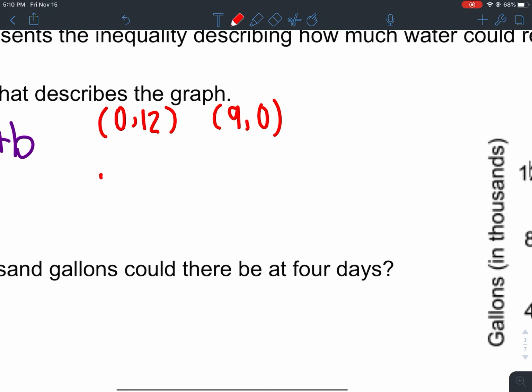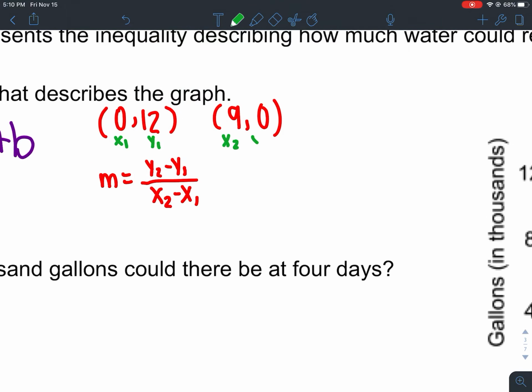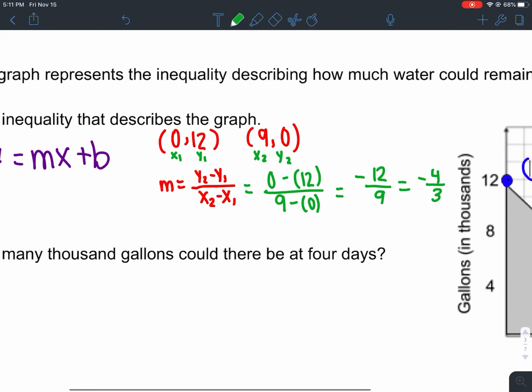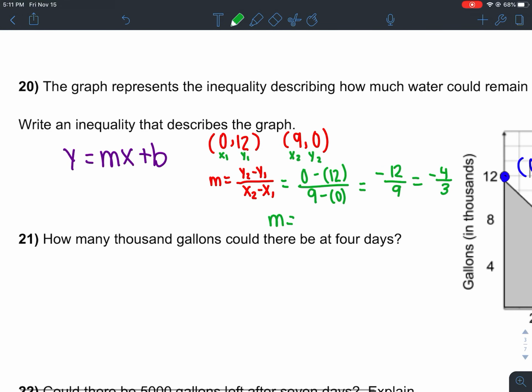So we have slope equals y2 minus y1 over x2 minus x1. This would be x1, y1, x2, y2. So 0 minus 12 divided by 9 minus 0. This would be negative 12 over positive 9, which simplifies to negative 4 over 3. So our slope is negative 4 over 3.